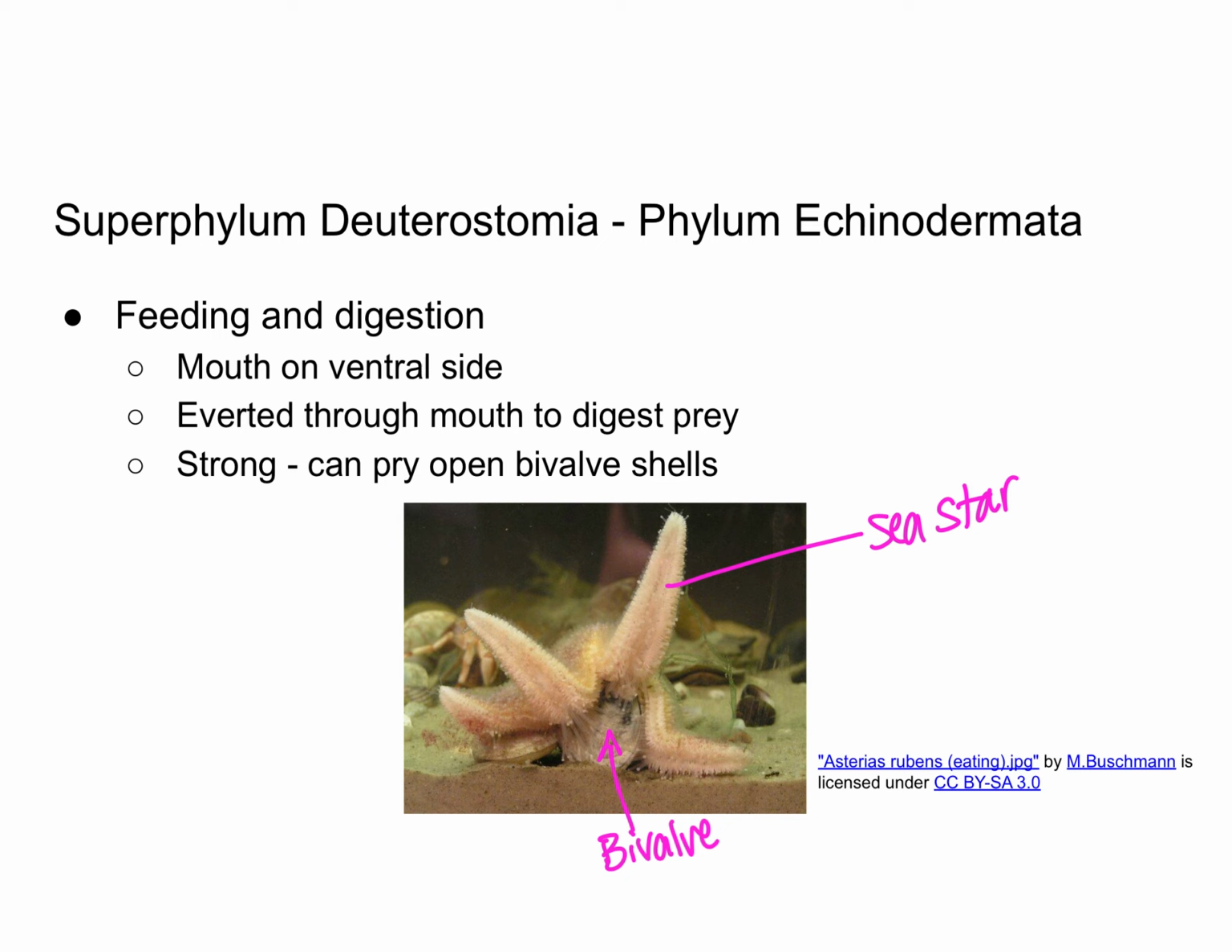So it's like, imagine if you were to take your stomach, pull it up through your throat and out your mouth to wrap it around your pizza or whatever you're eating. And then once it's broken down, you put the stomach back in your body to then allow the nutrients to be absorbed.